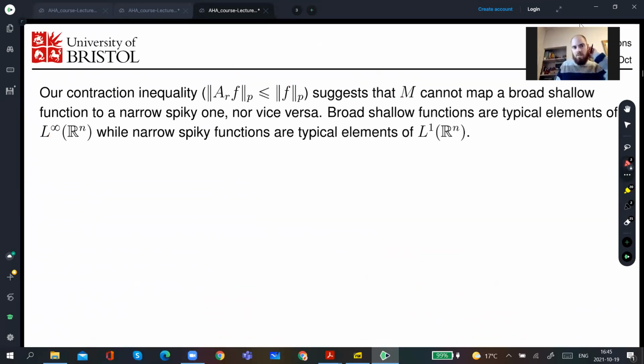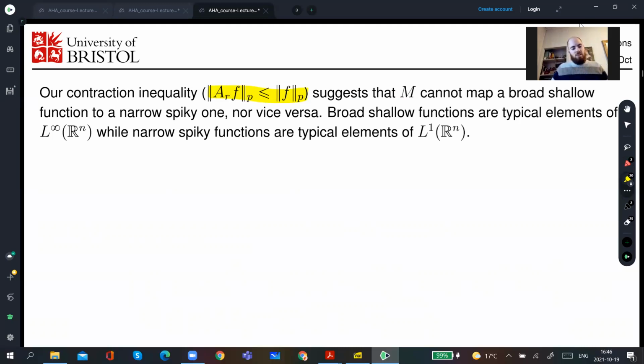Great. Are there any questions up until this point? I'll power through. Okay, so the contraction inequality we had is just saying that each average maps LP to LP, but with a norm of at most 1, suggests to you that the maximal function, which is the supremum wedged inside of the LP norm, can't map functions that are really different from each other qualitatively to functions with a very different qualitative type. So what do I mean by that?